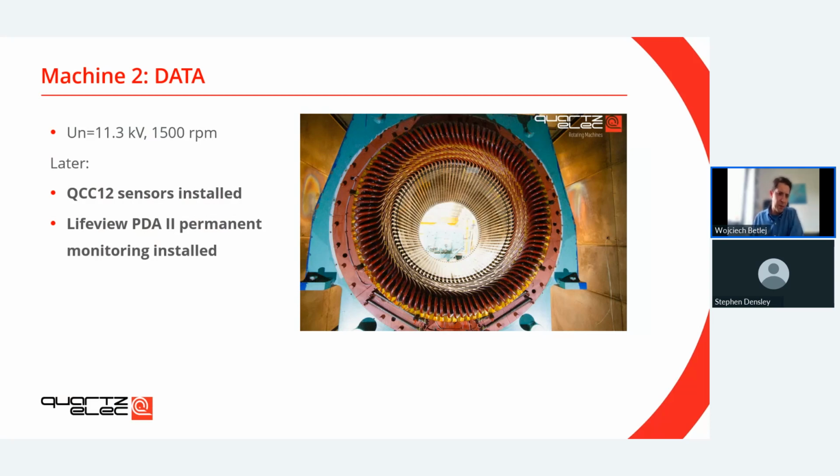In this case, we have a machine of very similar rated voltage, 11.3 kV, also 1500 RPM. Later, this machine had PD sensors installed and a LiveView PDA2 permanent monitoring system installed, but that was later. So let's go step by step and see what has happened to that machine.